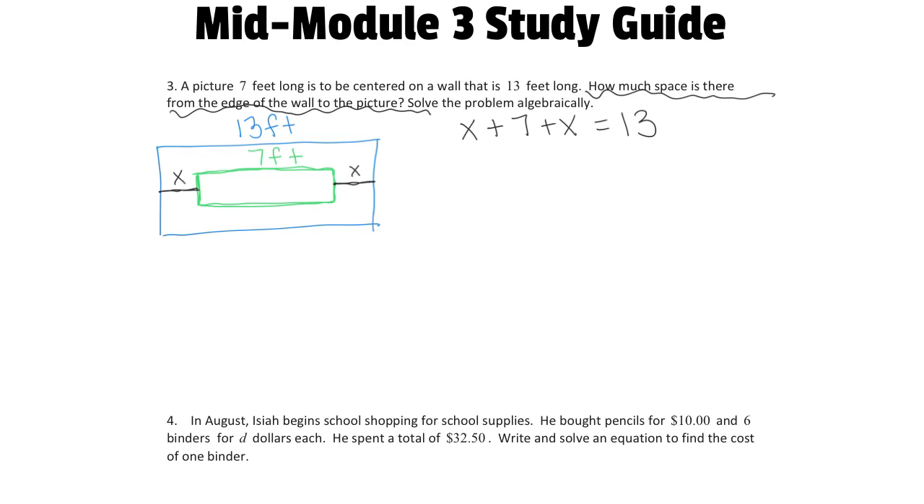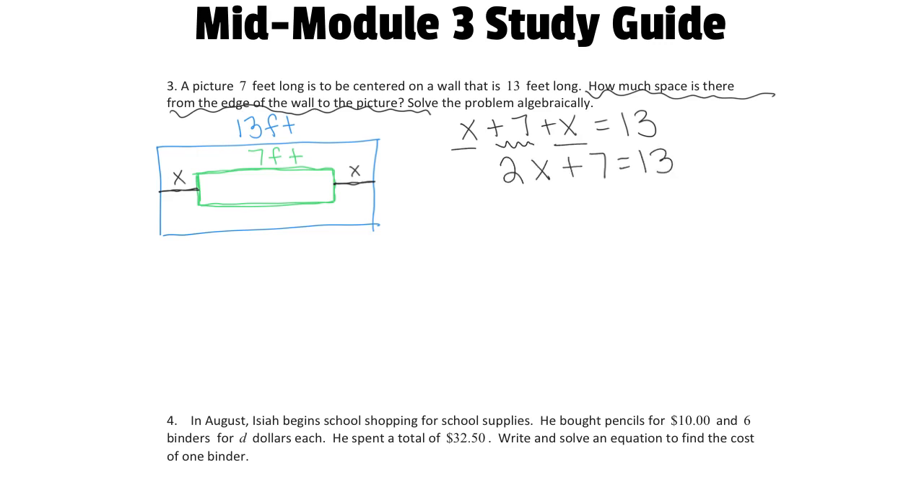Now I'm going to combine my like terms. So here I know that the terms x and x are the same, and then 7 is the only term by itself. x plus x is going to give me 2x, and now I have 2x plus 7. We do not combine 2x plus 7 because they are not the same term. Now I know that 2x plus 7 equals 13.